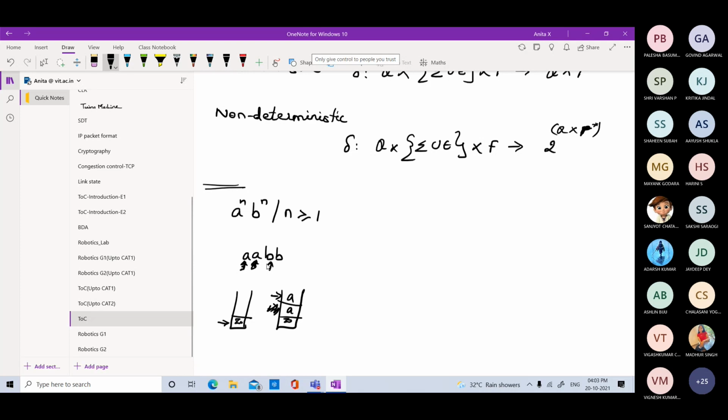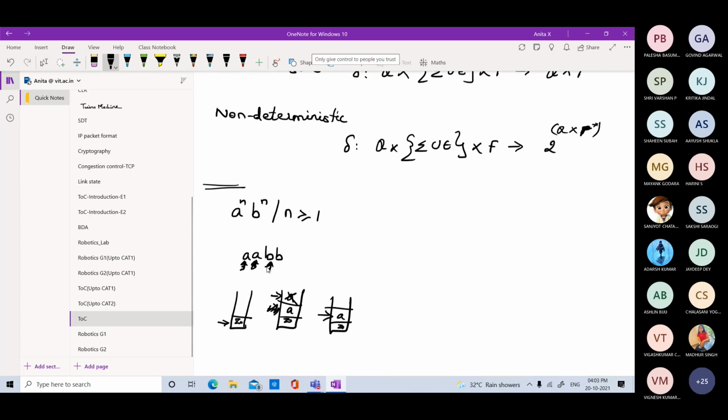What is our target? I have to check whether the number of A's and the number of B's are equal. For checking this condition, I'm making use of this stack. If I come across a B here, and my top of the stack element is A, then I'll be popping A from the stack. So this will be my status of the stack.